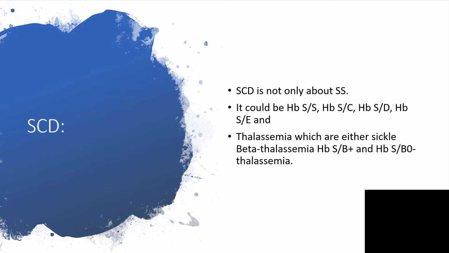Sickle cell disease is not only about homozygous SS. It could be homozygous SS or SC. It could be SG, SE, and even thalassemia, which are either sickle beta thalassemia B+, that is, if there is presence of hemoglobin A, or hemoglobin SB0, that is thalassemia without any hemoglobin A.